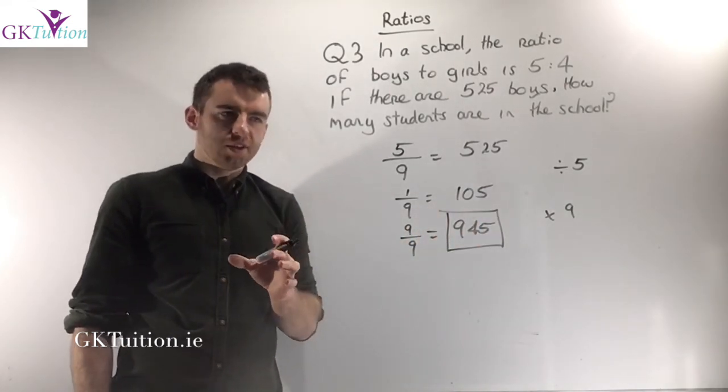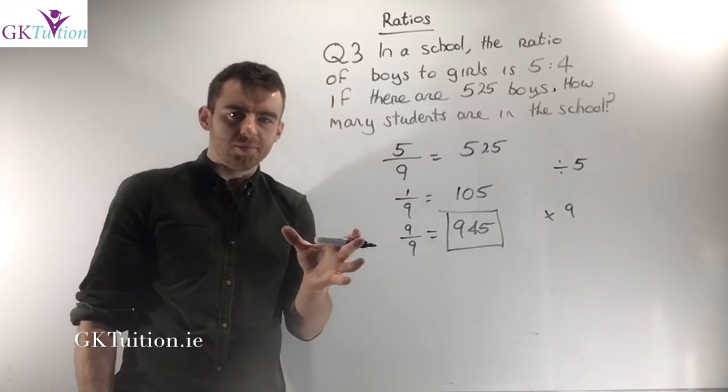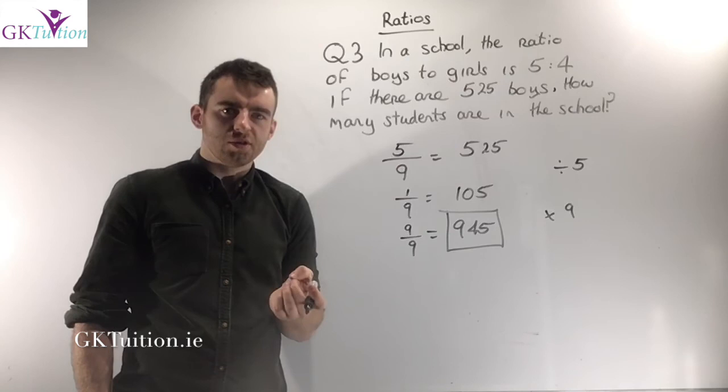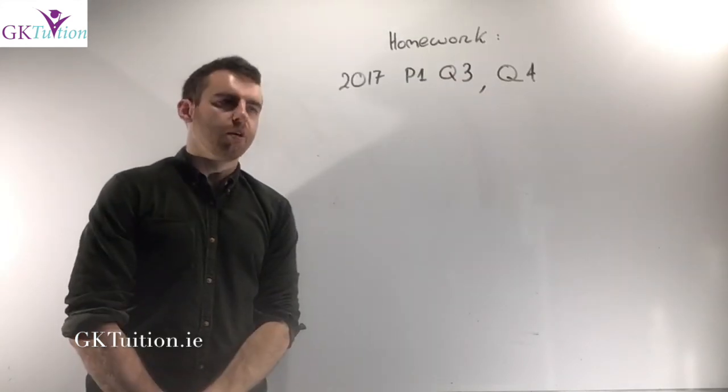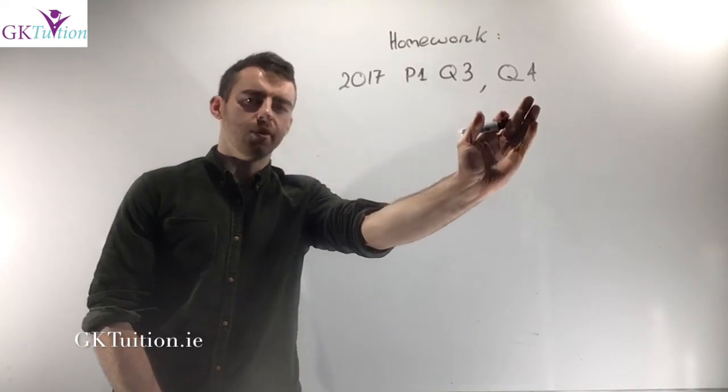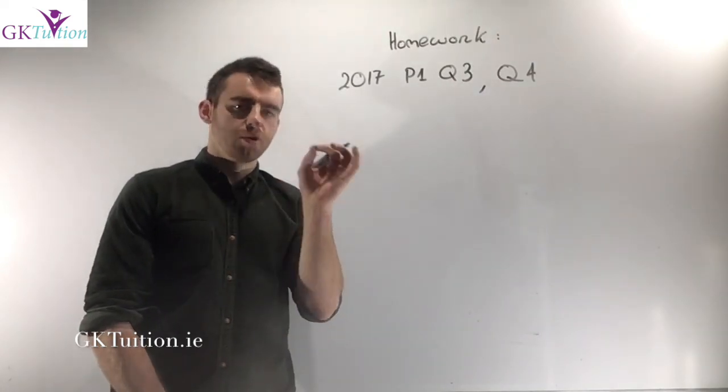So that's all that I wanted to do. We just wrapped up a few little bits and pieces at the end of this booklet. What I want to do now is I'm going to give you a couple of exam questions to try for next week. So for homework, I want you to try 2017 Paper 1 Question 3 and Question 4. And at the start of class next week, I'm going to go through that one first.